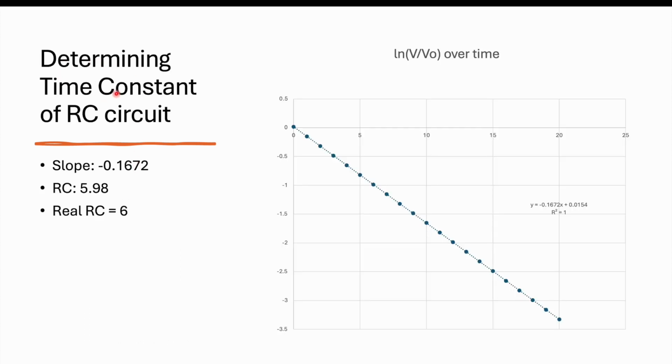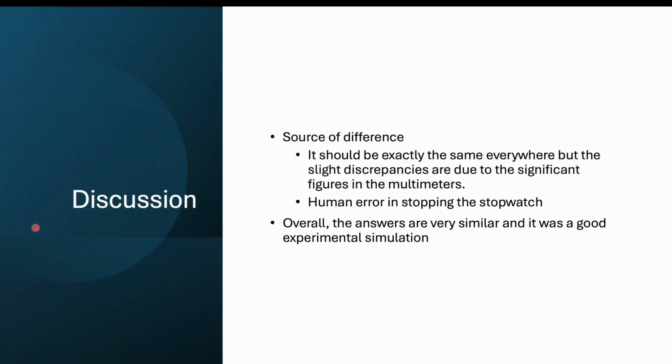So if we want to determine the time constant of RC circuits, we have to plot the ln of voltage over the initial voltage against time. So here we have time, here we have the ln of V over V0, and the gradient, and by taking the negative inverse of the gradient, we find an RC of 5.98, which is very, very close to the real RC of 6.